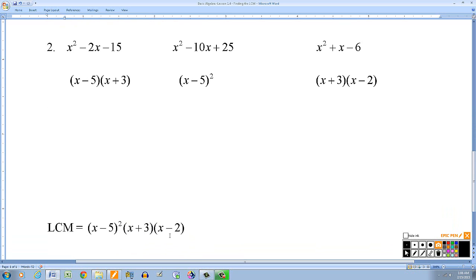That's your LCM. Now, if these expressions that I have here were denominators of a fraction, then this would be called your LCD, or the lowest common denominator. Okay. In the next lesson, we'll be dealing with addition and subtraction of rational expressions. So in order to add or subtract rational expressions, you have to find the lowest common multiple, which in that particular case is going to be the LCD, or lowest common denominator.